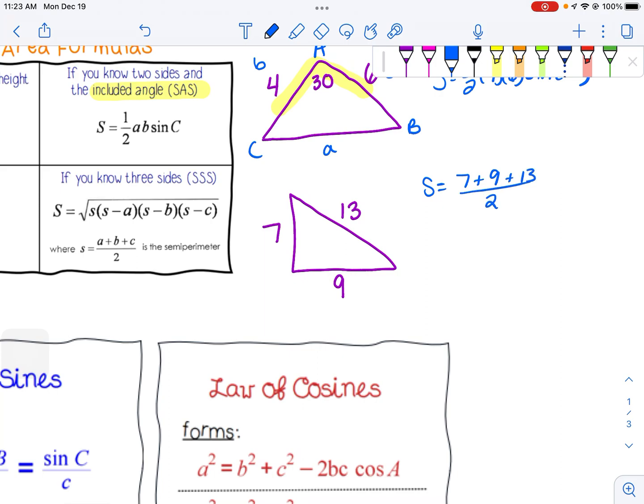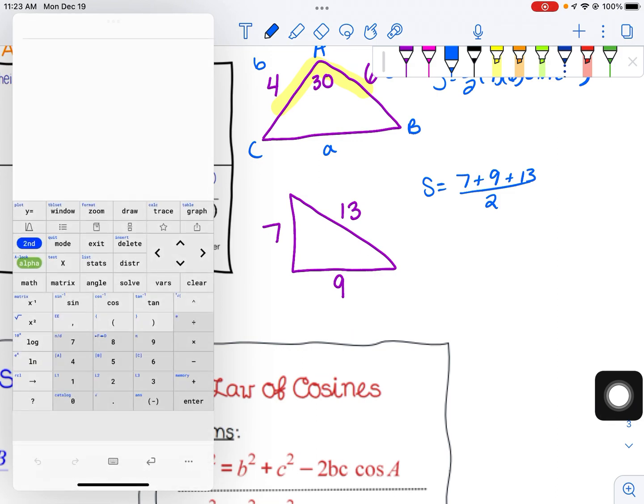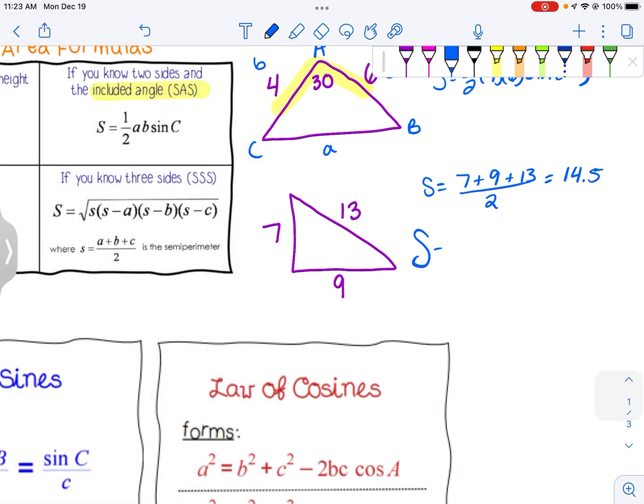So we get 7 plus 9 plus 13, which is 29, divided by 2 would be 14.5, and then you just plug it in. So the big S then is your area, and you would do 14.5 times 14.5 minus 7, then 14.5 minus 9, then 14.5 minus 13, all under the square root, and that would give you the area.